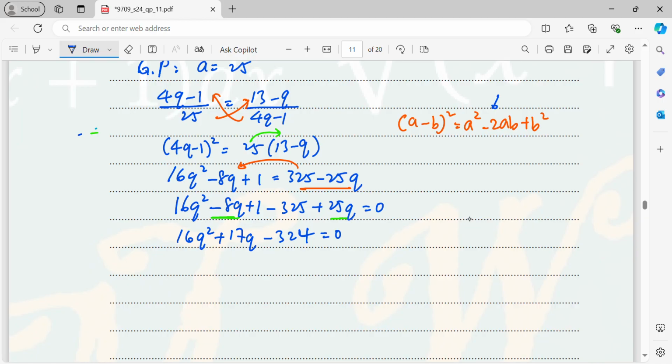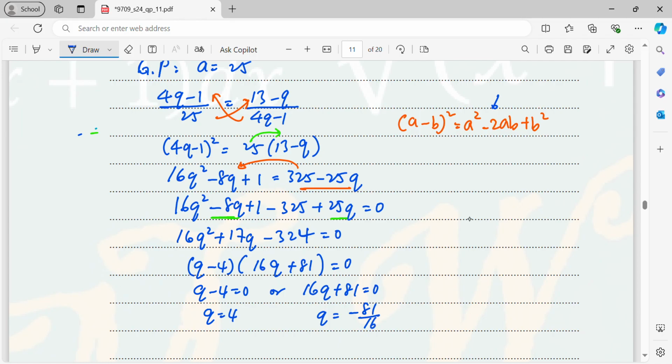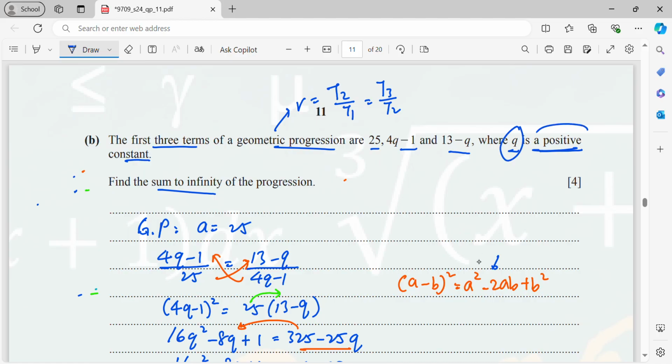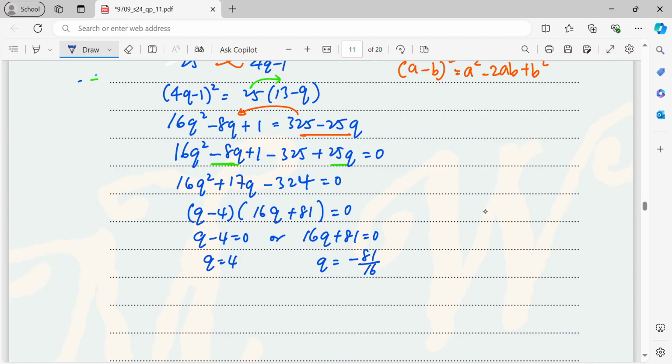And now here, these three terms can be factorized into q minus 4 times 16q plus 81 equals 0. Okay, so either q minus 4 equals 0 or 16q plus 81 equals 0, which means your q equals 4 or your q equals minus 81 over 16. So now, refer back to the question, given that q is positive. That means given q is more than 0, hence my q is just 4.